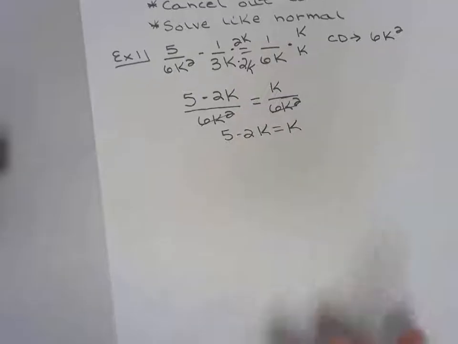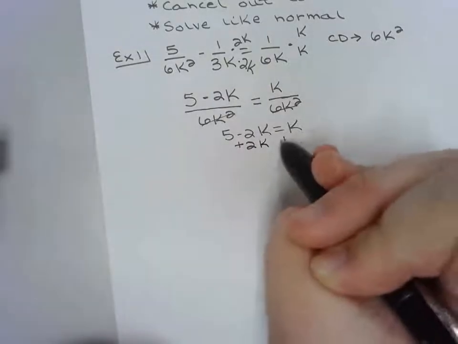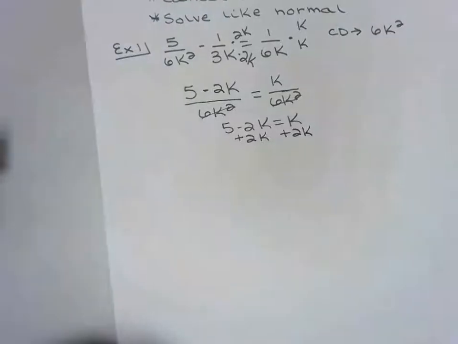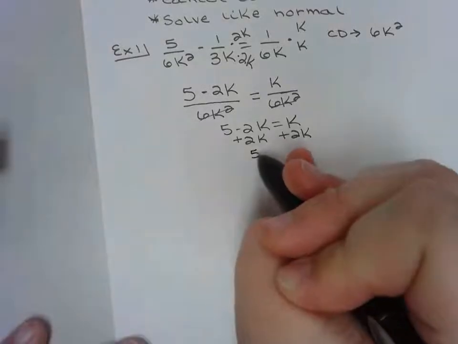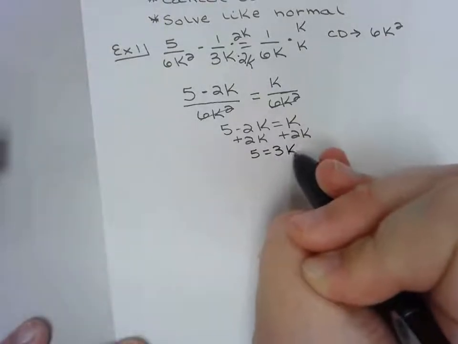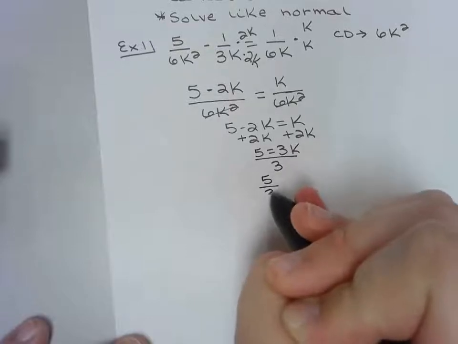5 minus 3k? No, we want to get k alone, so I need to combine my k's together. So I'm going to add 2k. Wait, you want a 0, right? No, we don't want to get a 0. This isn't quadratic. These are normal equations. So you just want to get k's on one side and your number on the other side. 3k. Yep, so 5 equals 3k. Then how do I solve for k? Divide by 3. So k is 5/3.